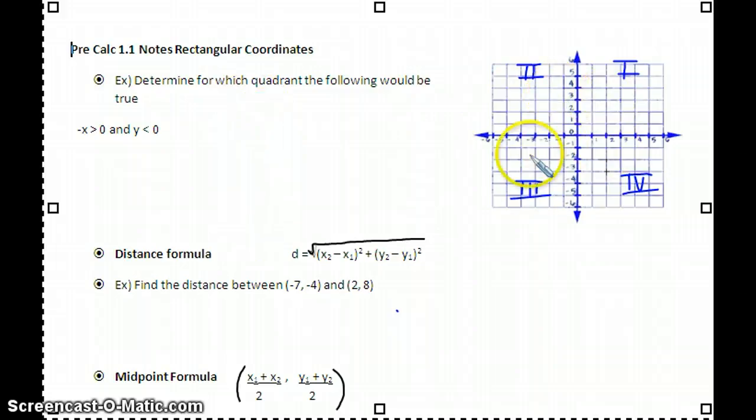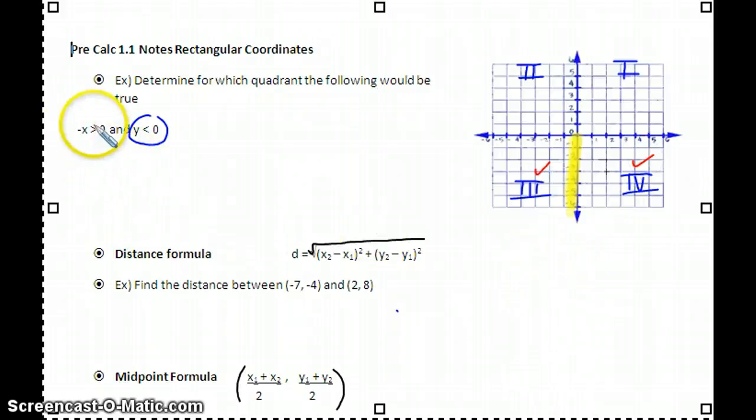So if I want to know which one of these quadrants would give me the following equations, negative x is greater than 0 and y is less than 0, let's do the easy one first. Let's do the y is less than 0. If y is less than 0, I know that that is occurring where the y values are negative. So that'd be here. So it could be quadrants 3 or quadrant 4.